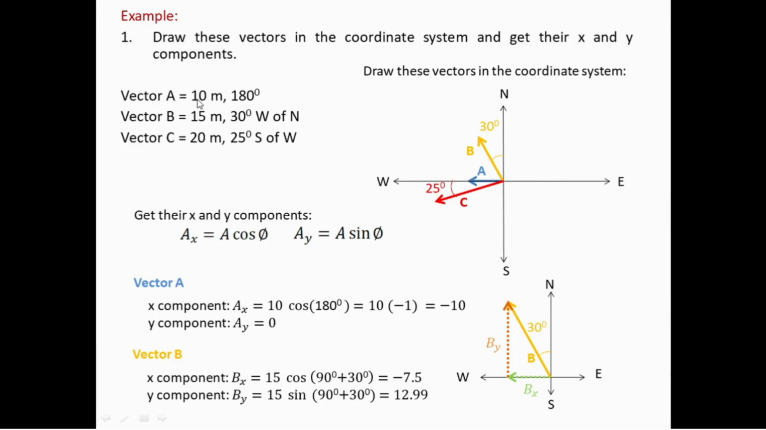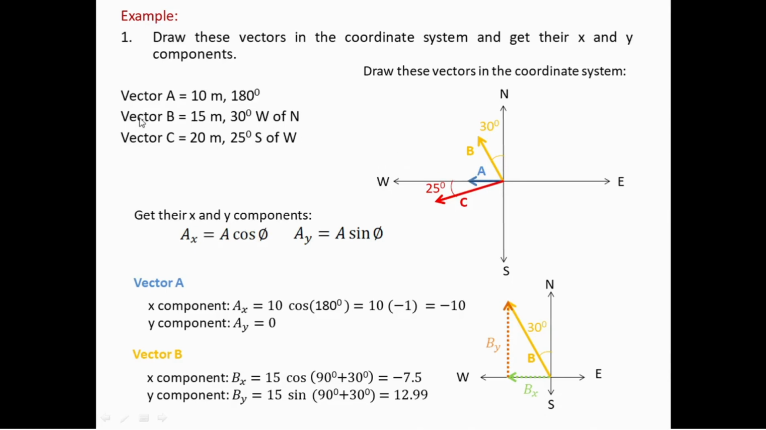So if we wanted to draw vector A, first we have here from east, this is our positive x-axis, and then we measure 180 degrees. 180 degrees should be directed towards the west, or it is exactly towards the negative x-axis. So that means that your vector A is going towards this direction as indicated by the blue arrow. And then its magnitude is 10 meters, so we represent it with this length of an arrow. So we assume that this length is 10 meters.